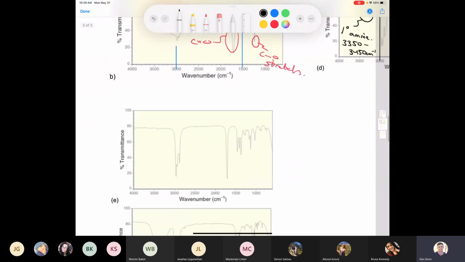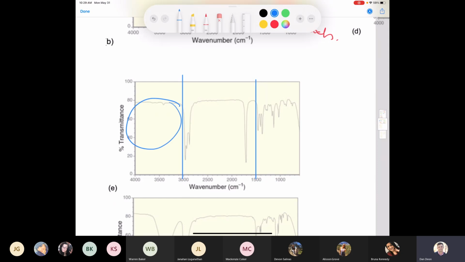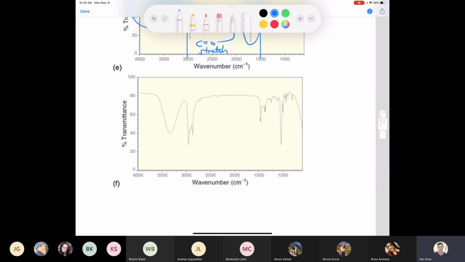Next one, what about in E? Yeah, I tend to agree with all my students that are saying a ketone. There's nothing up here, no signals, but we do have the big carbonyl here. This is the carbonyl stretch. So this is a ketone. And then we have one more. What about the last one?